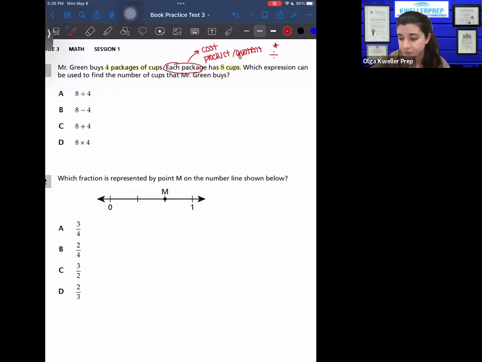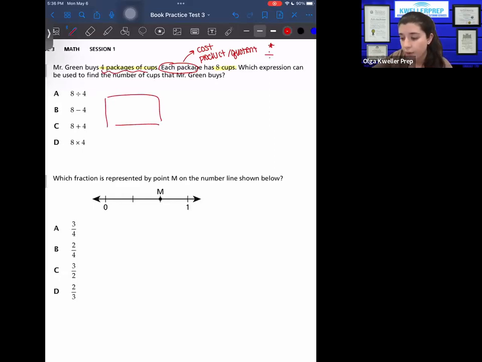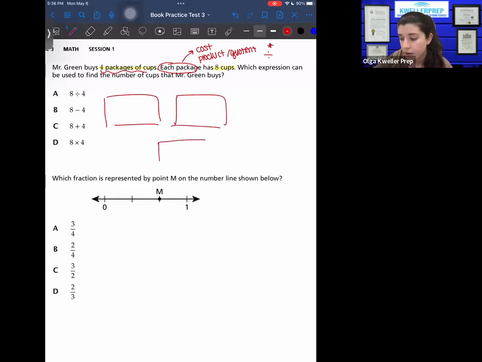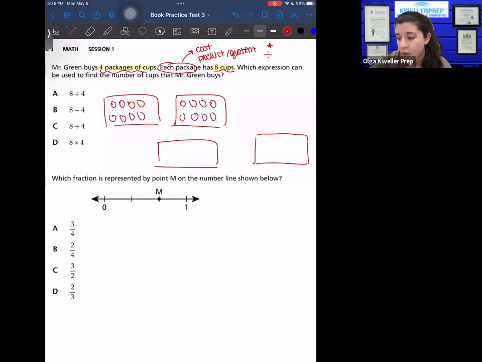So now in this case, he's buying 4 packages of cups. So you can imagine 4 packages, right? Here are packages, and each has 8 cups. So within each one of these is 8 cups. So which expression is going to give me the total number of cups? Exactly. Yep, you guys are getting it right. In the chat, 1 is absolutely D.